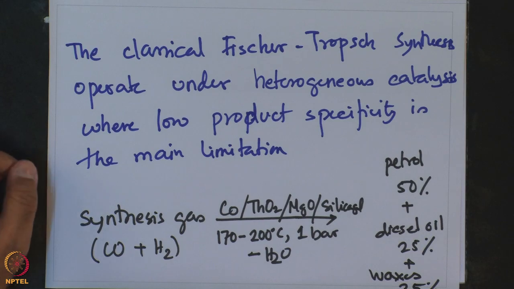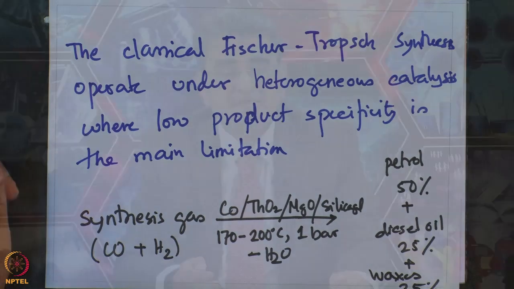So, what we see is that this conversion, which is really important from industrial point of view, of being able to reduce carbon monoxide with hydrogen to produce hydrocarbons, indeed is feasible in concept using heterogeneous catalysis, which employs drastic conditions. However, the limitation of Fischer-Tropsch synthesis is the fact that it has very low product specificity and a large number of different compounds are obtained, and that can be graded into petrol about 50%, diesel oil 25%, waxes another 25%.